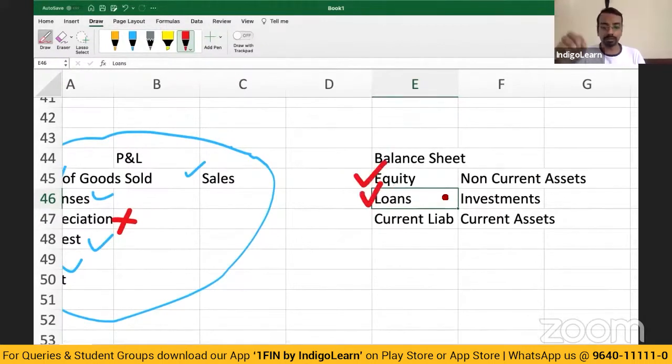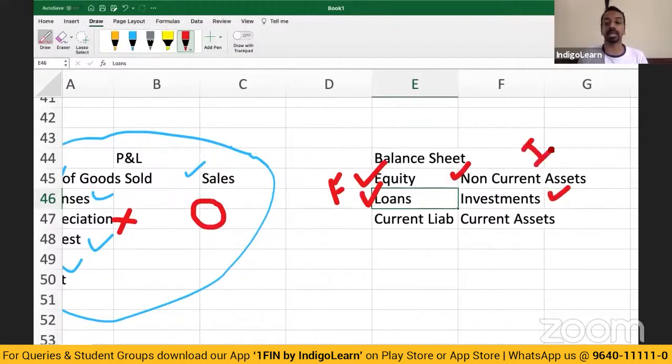Then something to do with equity and loans. If shareholders have given you money, or if you are giving money back to the shareholders, if lenders have given you money, or you are repaying those loans, or if you are paying interest on that, or if you are paying dividend to equity shareholders, something to do with equity and loans, these are classified as financing activity. Something to do with non-current assets and investment, these are classified as your investing activities.